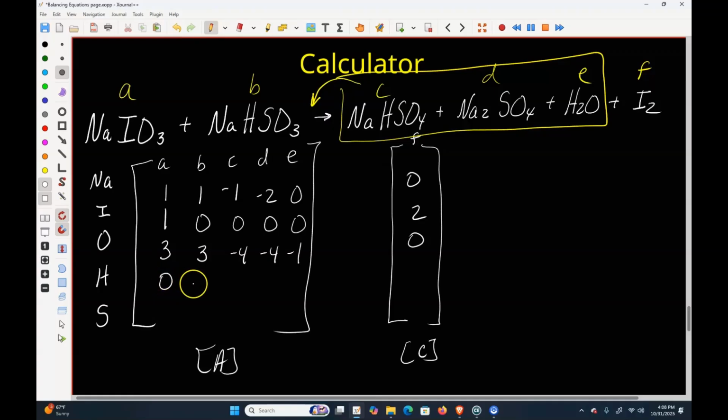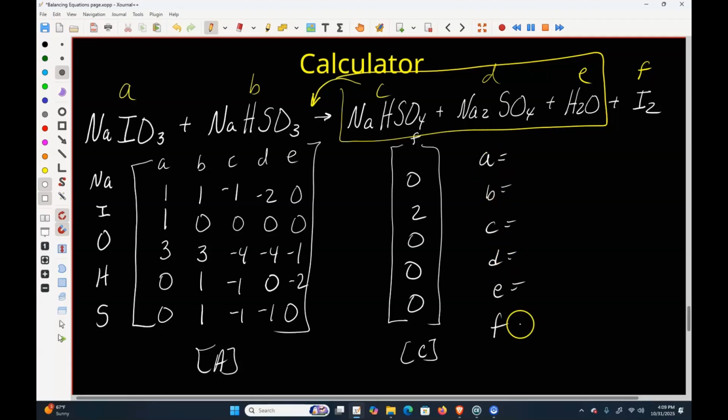Hydrogens, I have 0 in A, I have 1 in B, -1 in C, I have 0 in D, minus 2 in E, and 0 in F. Sulfurs, I have 0 in A, 1 in B, minus 1 in C, minus 1 in D, 0 in E, and 0 in F. All right, so F is going to equal the determinant of matrix A.